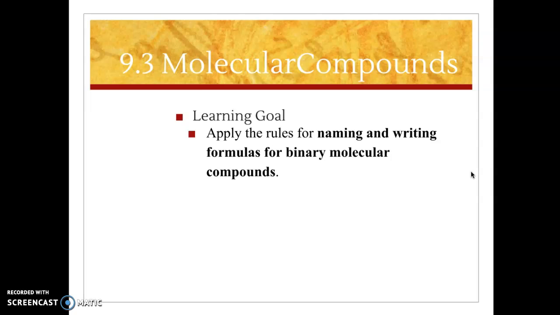So there's one learning goal for this section, and that is to apply the rules for naming and writing formulas for binary molecular compounds. So this is different than the last couple of sessions of notes that you've seen. So it's a different naming method. Binary, so there's going to be just two elements involved, but these are going to be molecular compounds, so it's just going to be non-metals that are involved in this type of molecule.